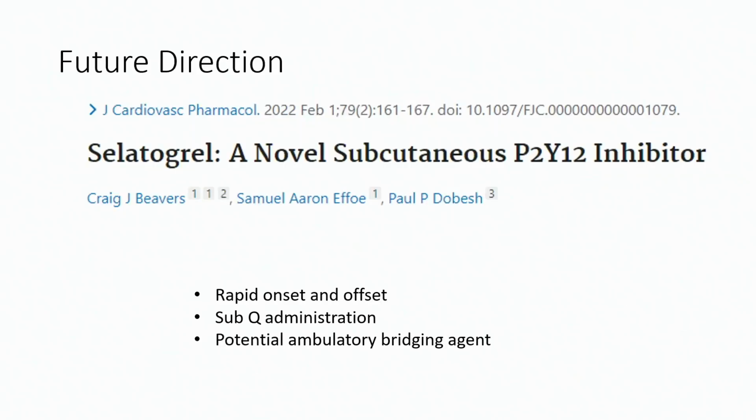Also, another drug that's going to be very exciting is selatogrel, which is a novel agent. It is a sub-Q P2Y12 inhibitor, which is kind of the same category as clopidogrel. However, we talked about the bridging, where we need to admit the patient for 3 days and then start them on an infusion and then get them through surgery. Once this gets approved, potentially, the patient could bridge themselves at home.